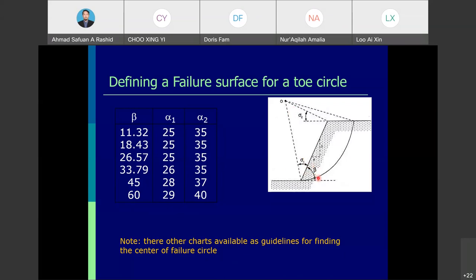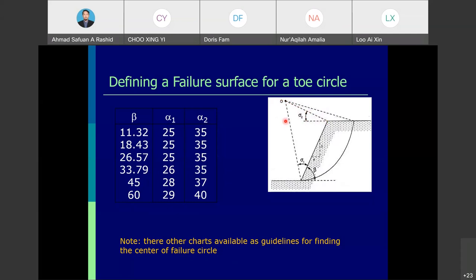This is the 26.57, let's say. Then the alpha 1, by using a protractor, we draw a 25 degree and then draw a straight line. Then the alpha 2, we draw a horizontal line based on the surface level for the top. We use a protractor to get the 35 degree from the horizontal line and draw another line, whereby it intersects the first line.